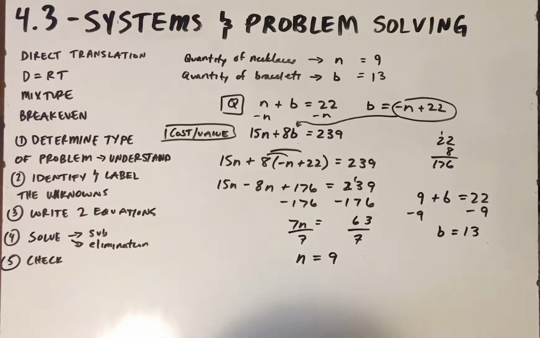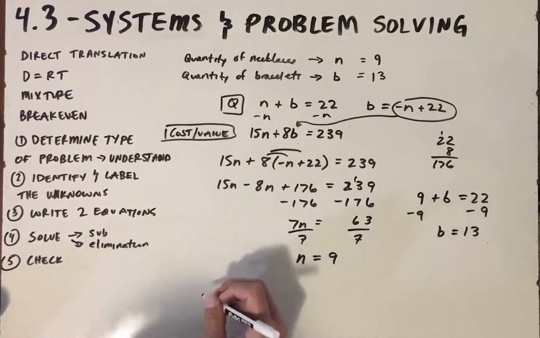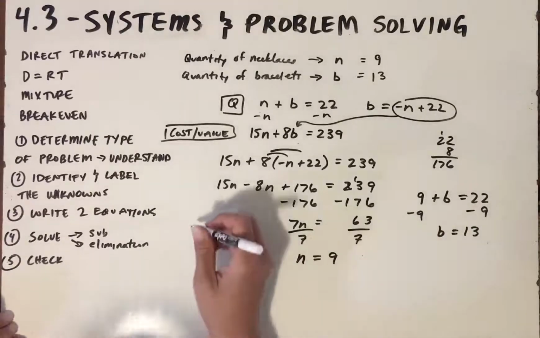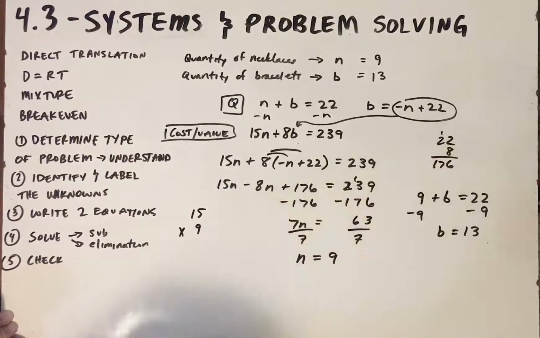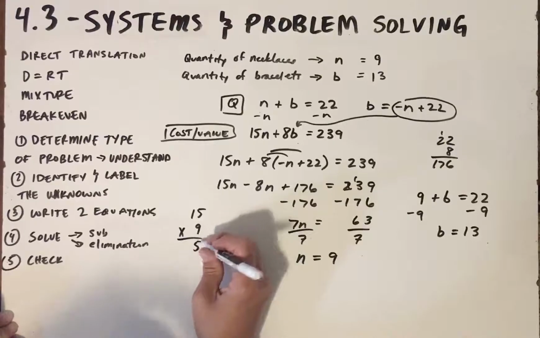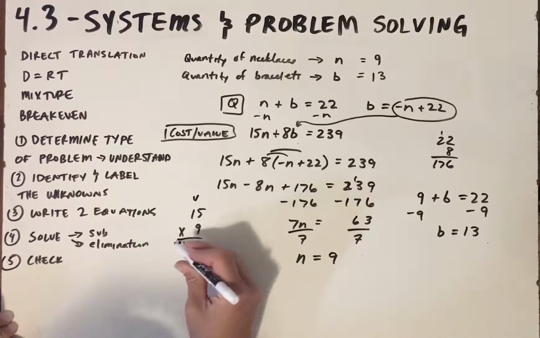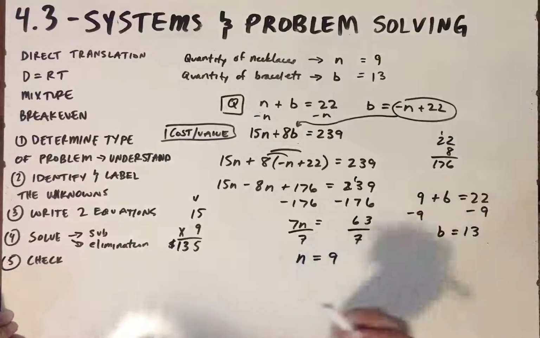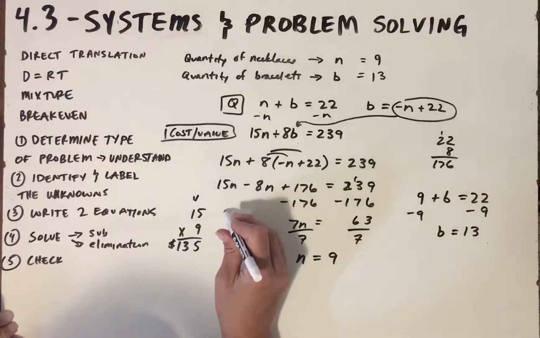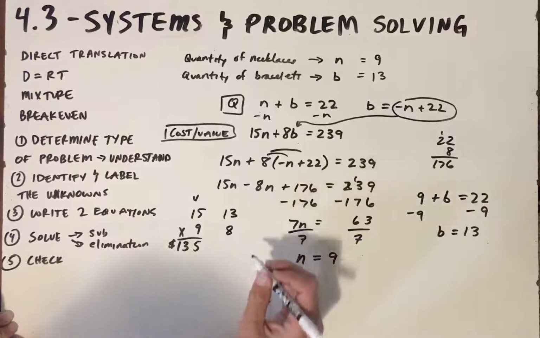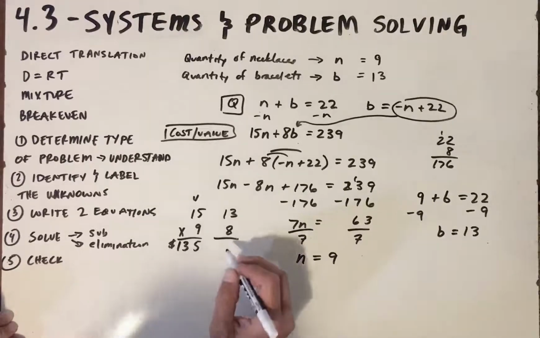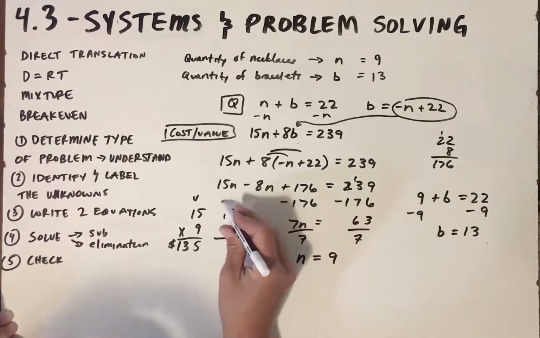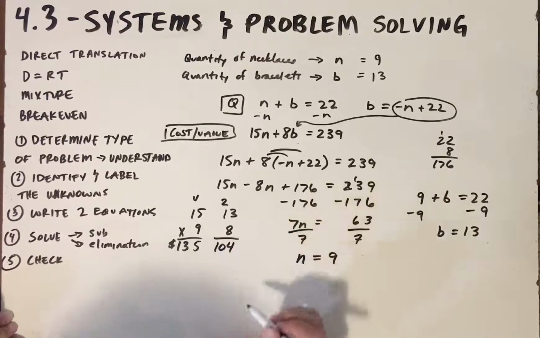Now, I'm not going to do this for every problem, but how can I check this problem when we say check it? Well, if I were Katie and I bought 9 necklaces that were at 15 bucks a piece, that would have cost me 135 bucks. If I bought 13 bracelets that were 8 bucks a piece, okay, then I'm going to get $104.